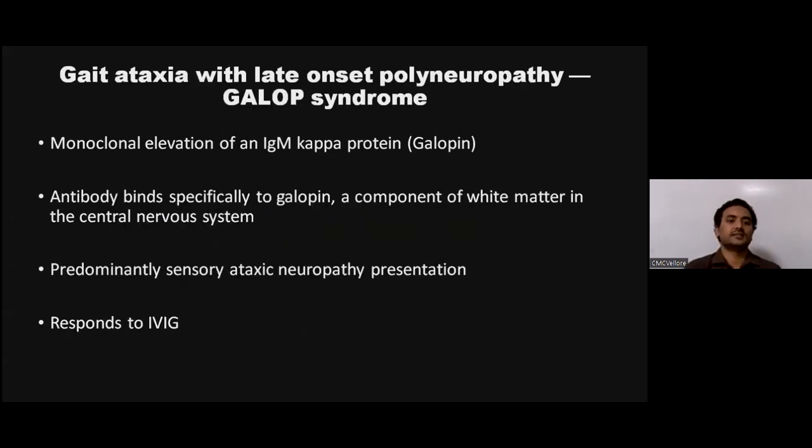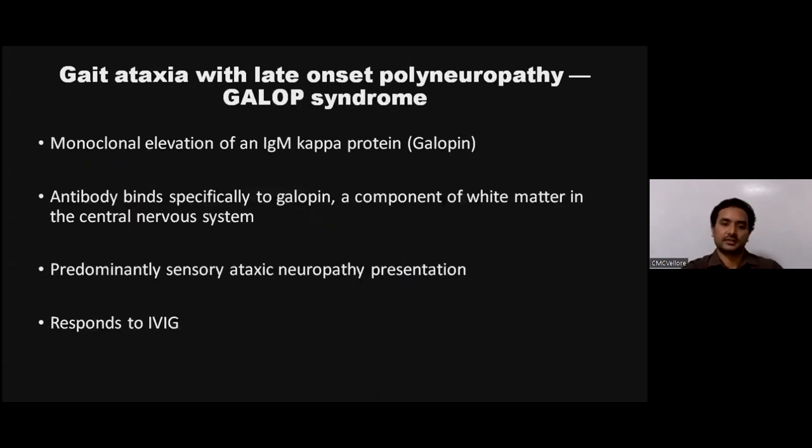The new entity is GALOP syndrome: gait ataxia with late-onset polyneuropathy. Here they found a monoclonal elevation of IgM kappa protein against gallop, which is actually a component of white matter in the CNS. It has a predominantly sensory ataxic presentation and responds to IVIG.